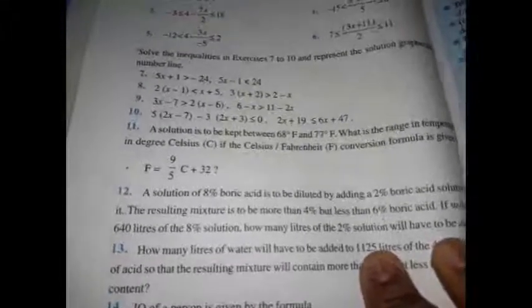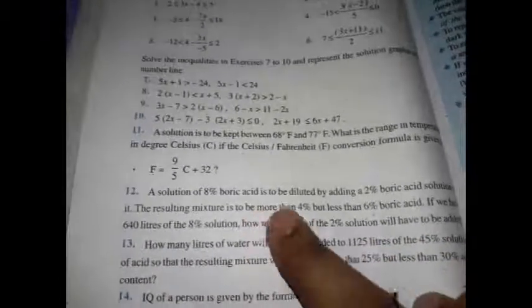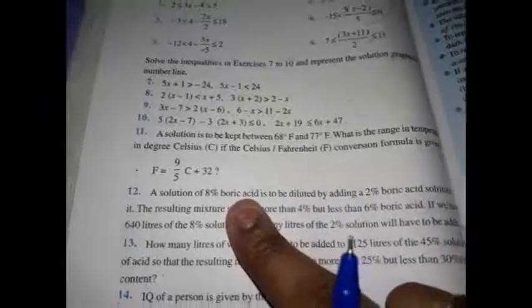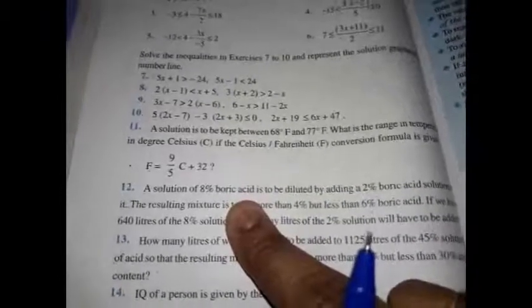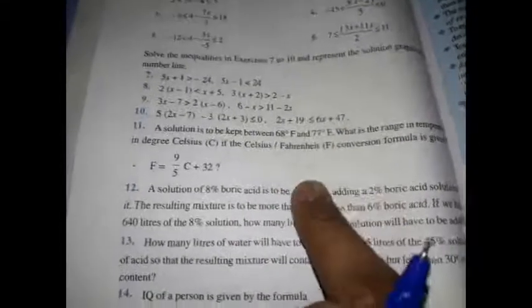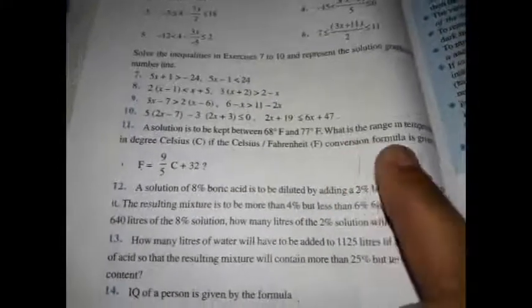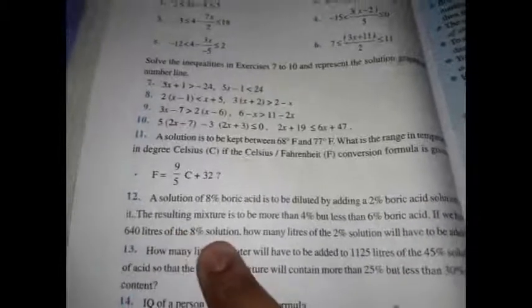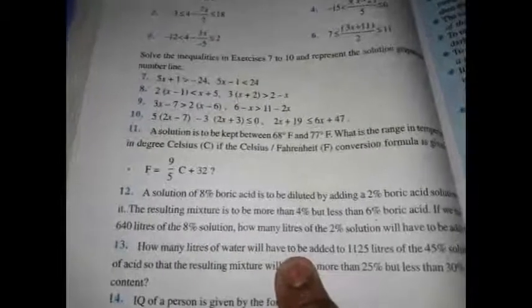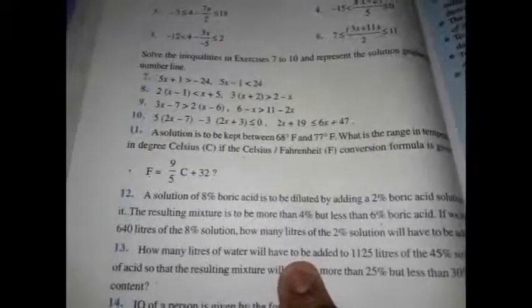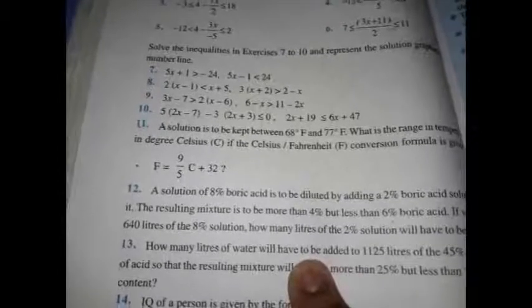I'll read it once again. What is given in the question? For every 8% boric acid, 2% boric acid should be added to dilute it. Okay? For every 8%, 2% should be added to dilute that boric acid. But now we have 640 liters of 8% solution. We don't know how many liters of 2% solution should be added. That's the question.